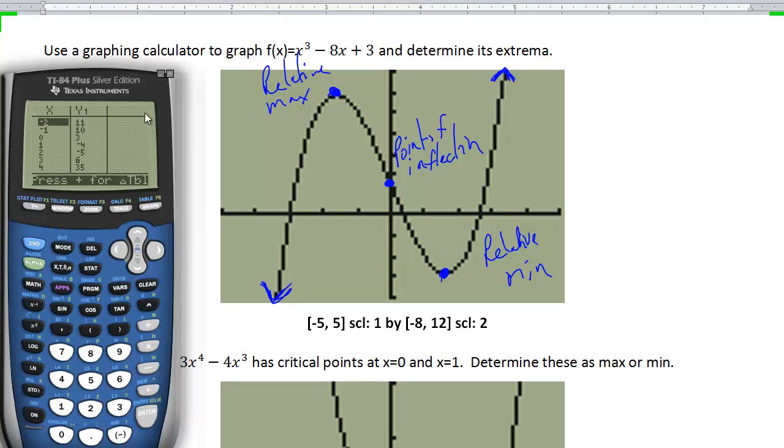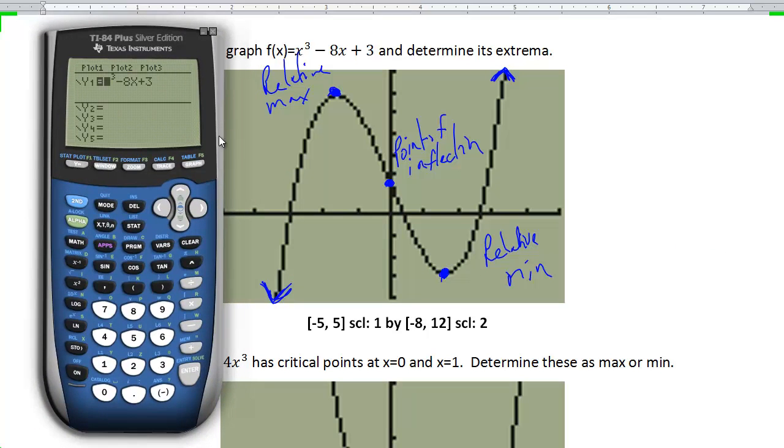And then if I need to find those values, I can plug this into my calculator. Certainly appears to be maybe at negative 1.5 and positive 1.5. So we can check that. And again, as I move along the graph, I do see it appears to peak somewhere between negative 2 and negative 1. And then it reaches a low somewhere between 1 and 2. So let's go back to my graph.